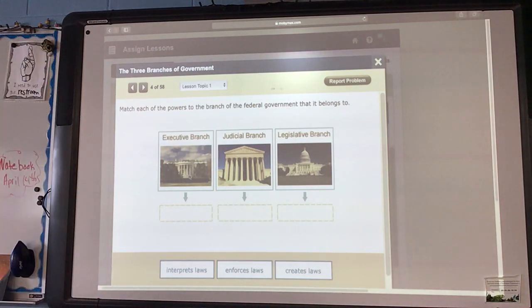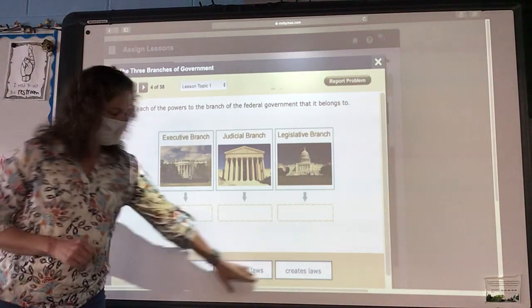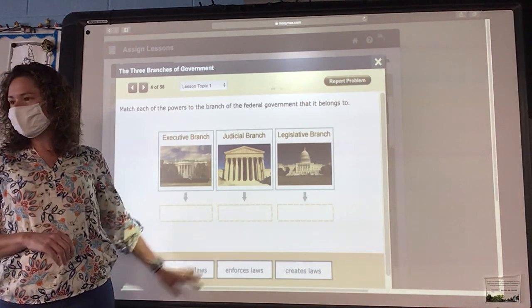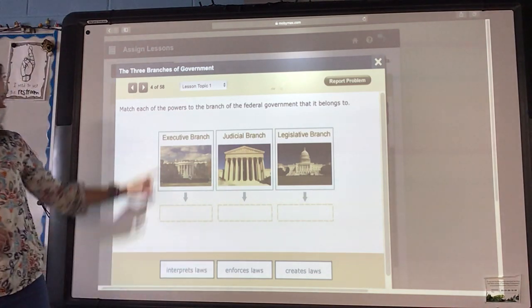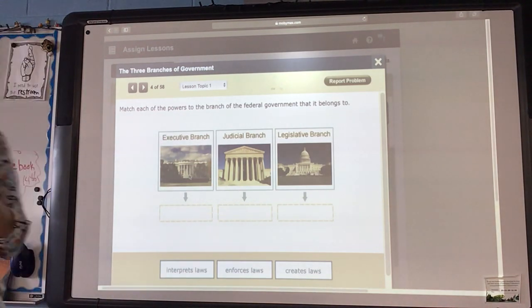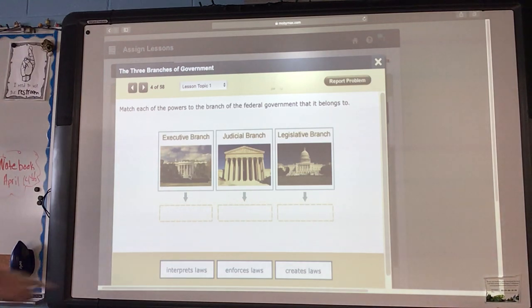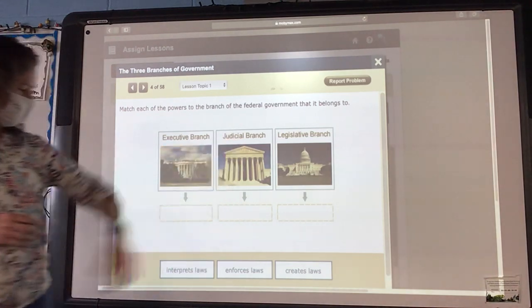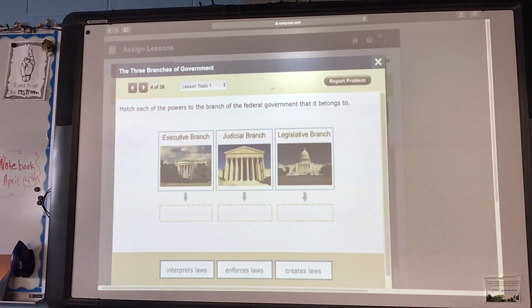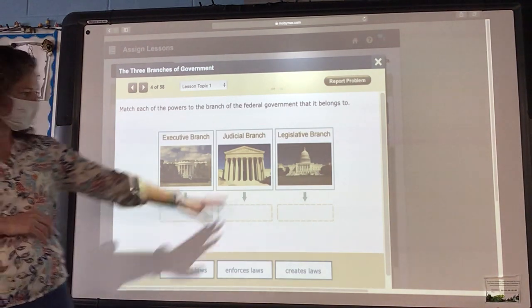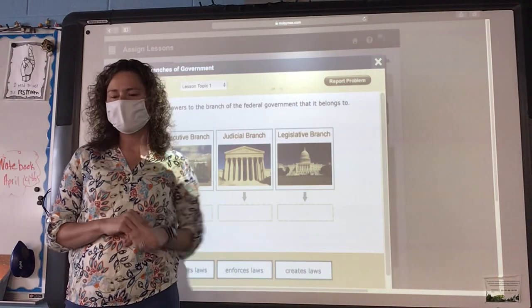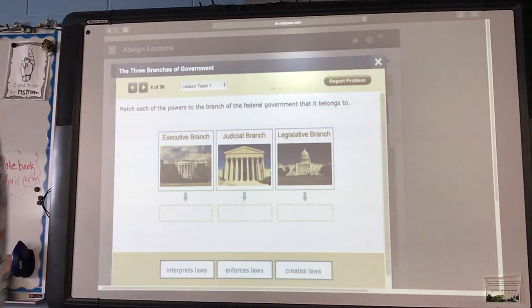All right, so here we go. Matching those powers. Let's do it together. Executive branch, which one? Now this is why I like this, because you get to drag and drop, which is similar again to the way you might do some things on iLearn, okay? So, executive branch did what? Jackson? Enforces laws. So you should drag that one over here, drop it in the box. Over to the judicial branch. What do they do? Ava? They're interpreting the laws. So drag and drop that one there. That means the legislative branch creates the laws. Okay? And then we're going to hit next.